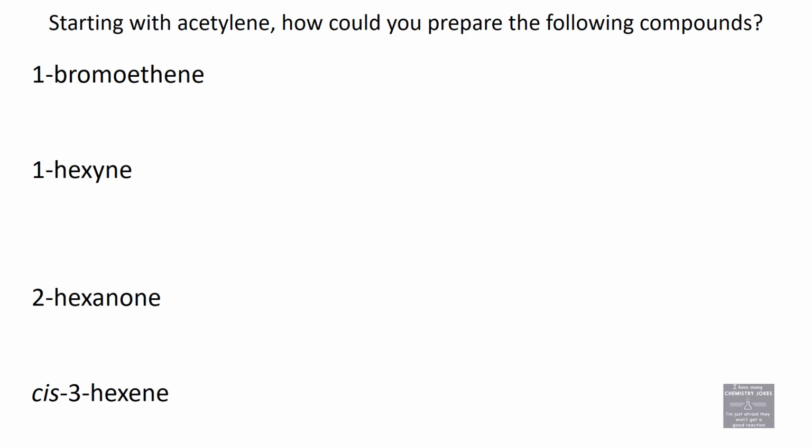Let's go through a couple of synthesis problems. Are you ready? Let's do it. How would you synthesize 1-bromoethene starting with acetylene? Acetylene is a common name, but unfortunately it's a common name. Yeah, I know that's silly to say. Acetylene is the simplest alkyne that exists. It's ethyne. Acetylene and ethyne are the same molecule, but acetylene is the common name of ethyne.